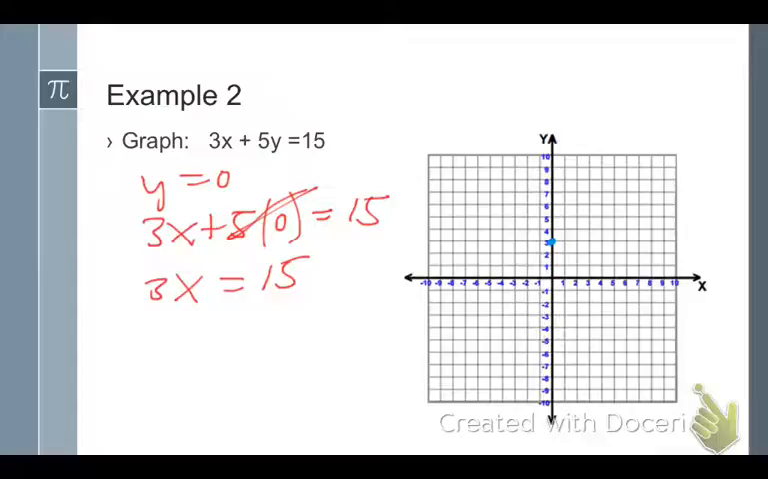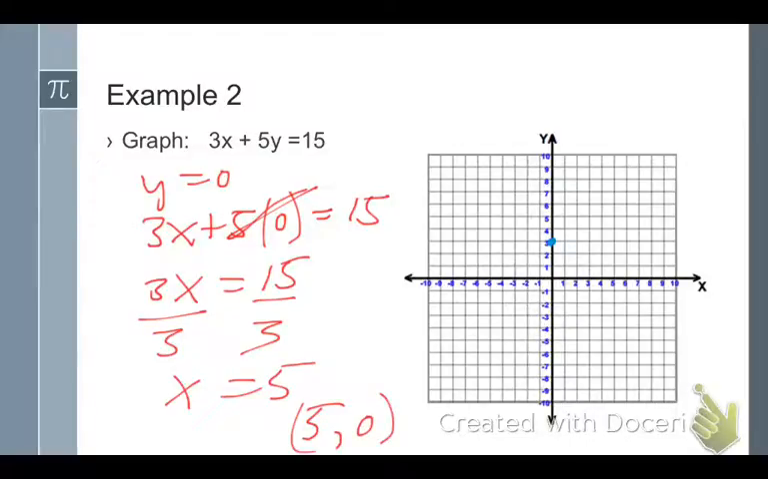So 5 times 0 will be 0, so you get 3x equals 15. Divide both sides by 3, you get x equals 5. So the point is 5, 0. I go to the right 5, and I don't go up and down at all. So there we are. 2 points fully determine the line. You could pick some other values if you wanted to make sure they lined up, or were what we call collinear. But when you're asked to graph by plotting intercepts, this is what you are being asked to do.